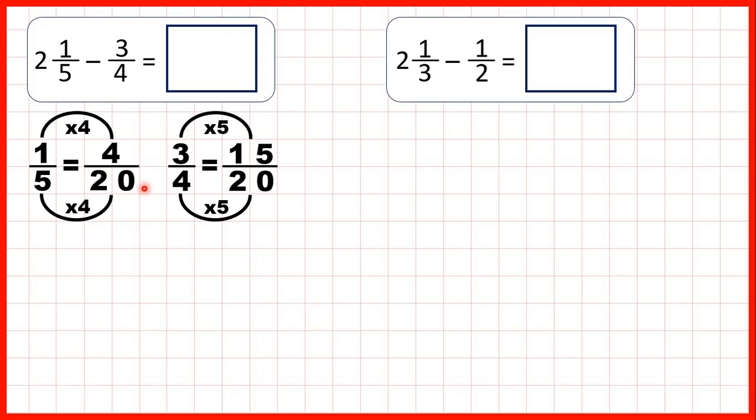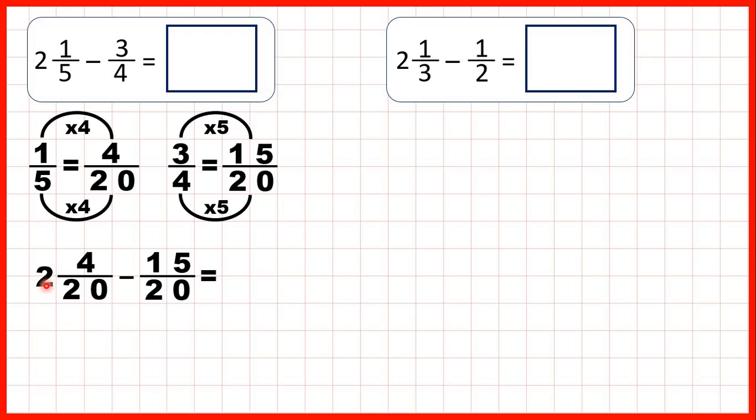So we can rewrite our question. Instead of 2 1/5, we can write 2 4/20, because that's equivalent to 1/5. And instead of subtracting 3/4, we can subtract 15/20, because 15/20 is equivalent, so the same size as 3/4. But now we need to subtract 15/20, but we only have 4/20 in our mixed number. So what we can do here is exchange one of our wholes for another 20/20.